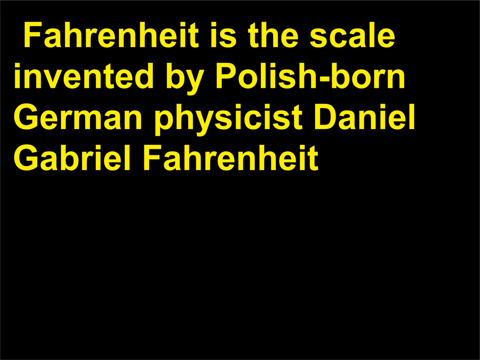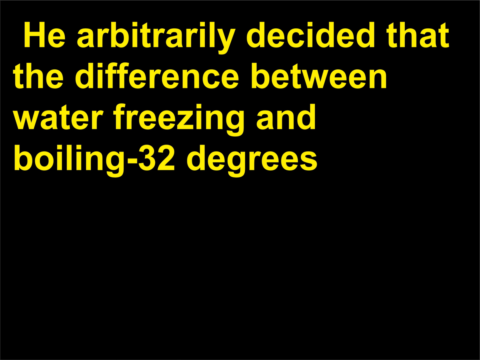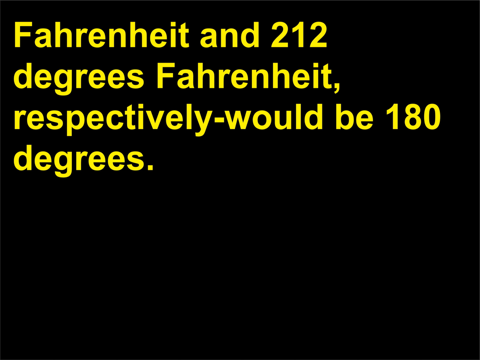Fahrenheit is the scale invented by Polish-born German physicist Daniel Gabriel Fahrenheit, 1686 to 1736, in 1724. His thermometer contained mercury in a long, thin tube, which responded to changes in temperatures. He arbitrarily decided that the difference between water freezing and boiling, 32 degrees Fahrenheit and 212 degrees Fahrenheit, respectively, would be 180 degrees.